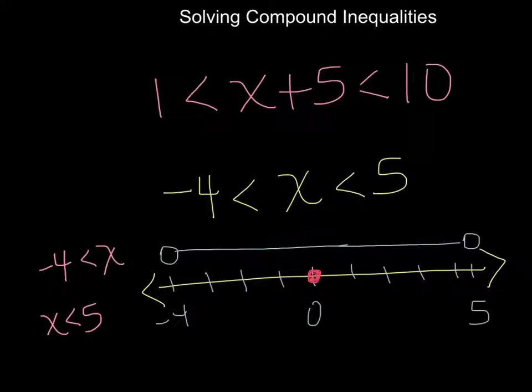So I'm going to pick 0. Let's put 0 in for x. Is 0 less than 5? Absolutely. Is 0 greater than negative 4? Absolutely. Therefore, this is true. Let's try another one.